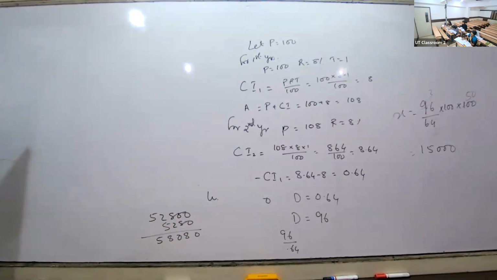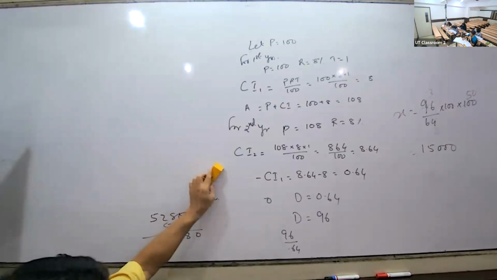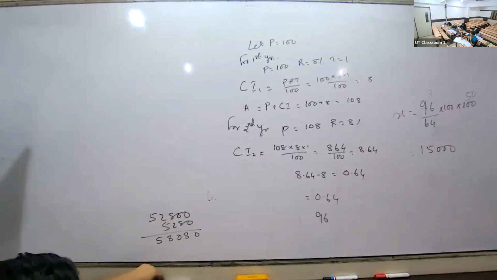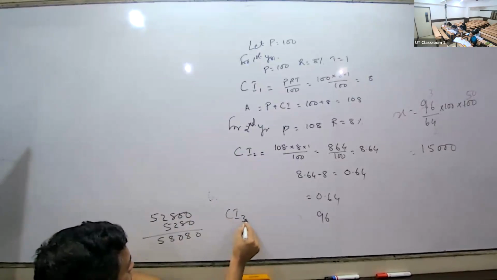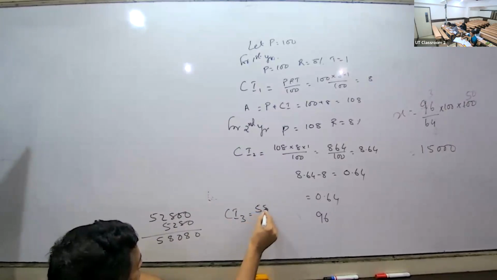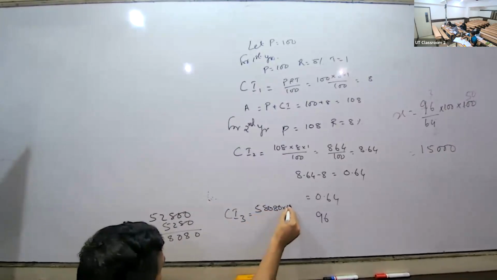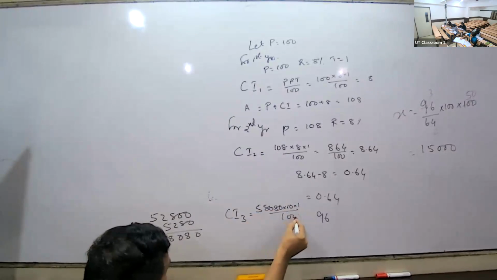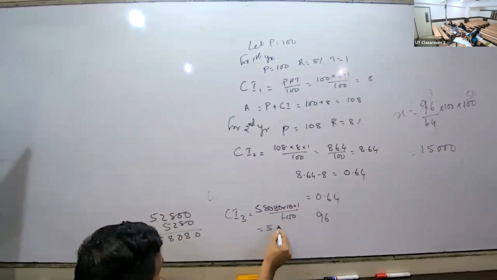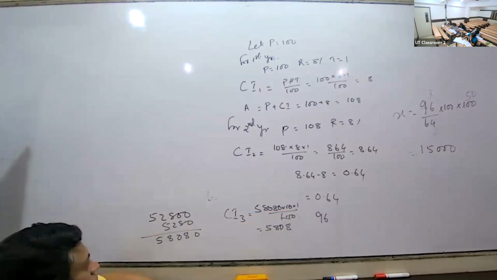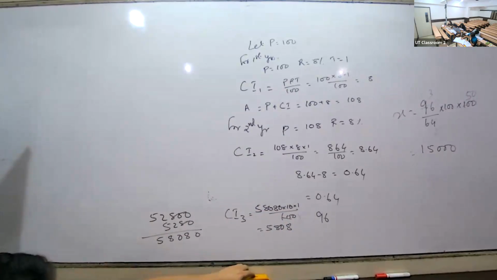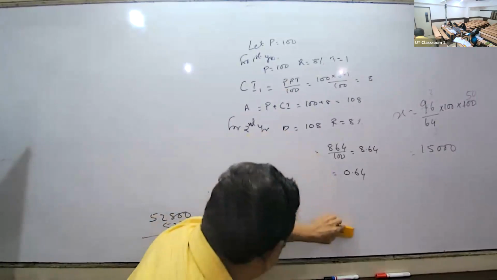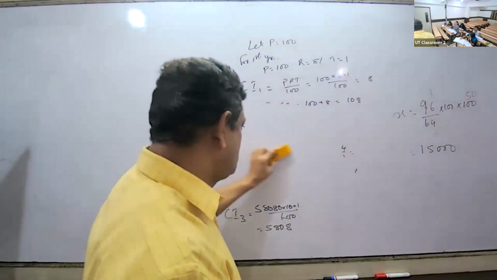Okay. Now for third year, P is equal to 58,080, R is 10%. So CI3 is 58,080 into 10 into 1 upon 100. What is it? 5,808. Yes or no? Yes. So that is done now. More calculation is there. You got CI3 now? Yes.